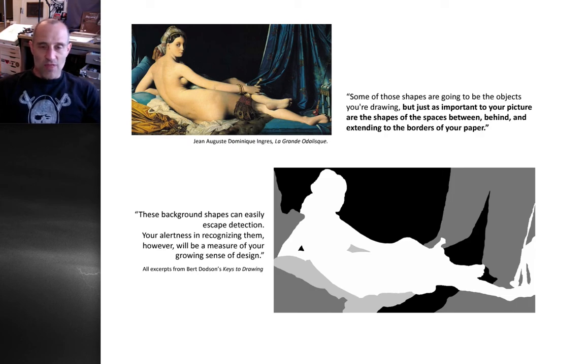Here's another example that I've also broken it down into shapes, and this time I've added values or tones. Some of the shapes that we are looking at are going to be objects that we're drawing, of course. But just as important to your picture are the shapes of the spaces between, behind, and extending to the borders of your paper. They are really the supporting information. They're the context. They are the grounding of the primary forms, right? These background shapes can easily escape our detection.